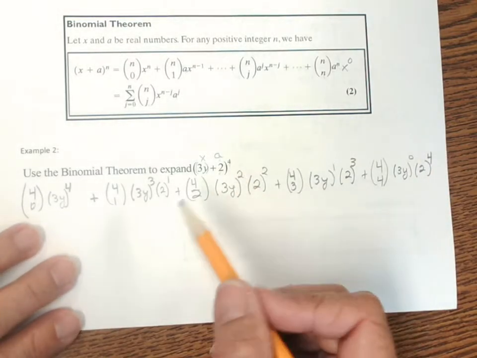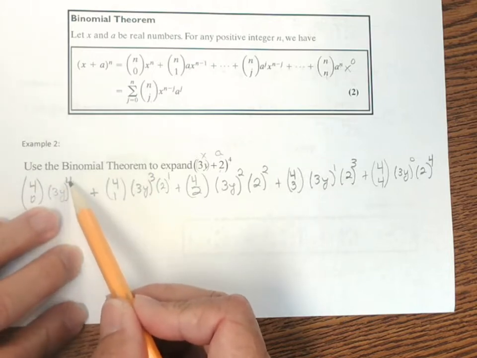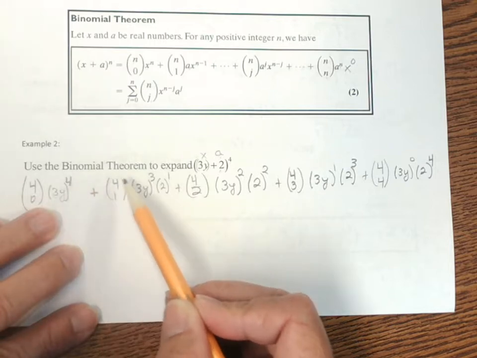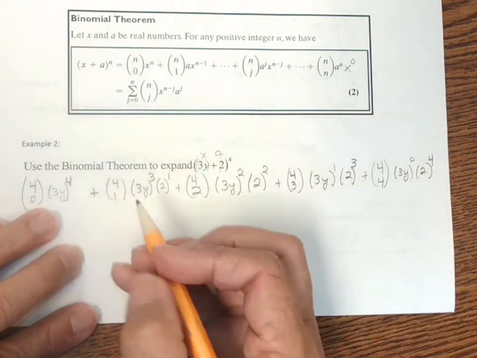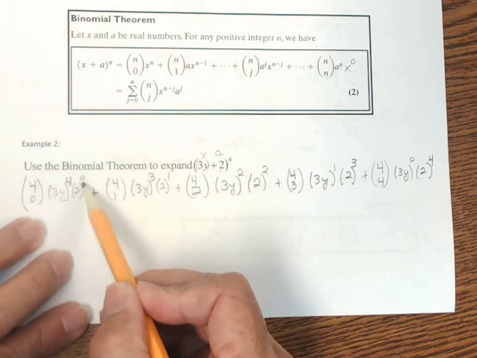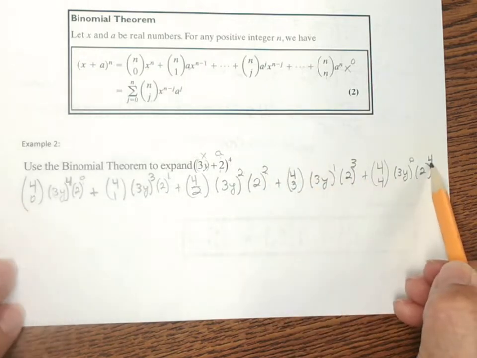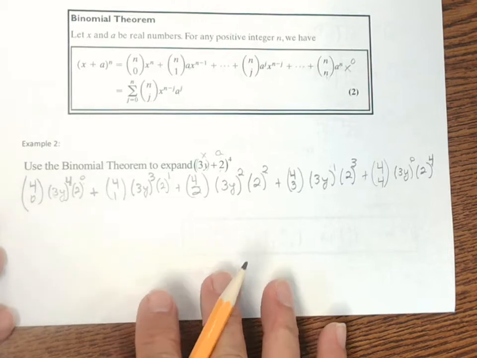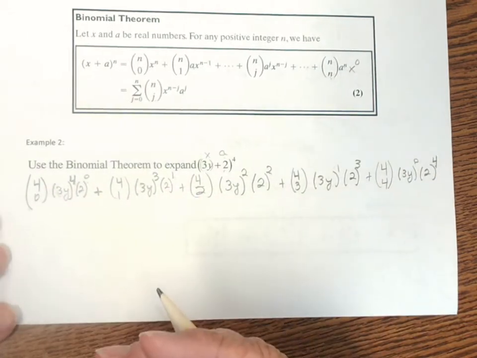And so the one thing I always want to make sure you notice is that the x term starts at the n value and continues to get smaller by 1 every time. So 4, 3, 2, 1, 0. The a value, and we can go ahead and put it in here, starts off at 0 and increases by 1 every time until it gets to the nth power. So I think that's just helpful to keep in mind. And now let's see what that looks like.